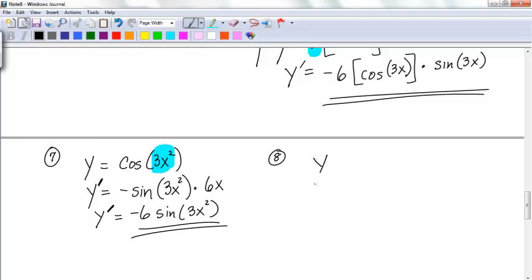Okay, last example. So I give you y equals the quantity x cubed plus the sine of x, and I'm going to put that angle as a bracket. And that quantity is to the 6th power.